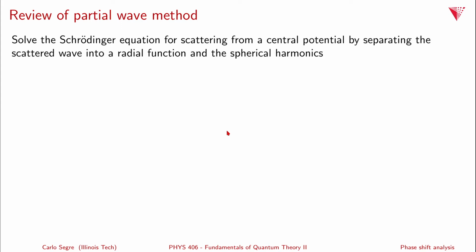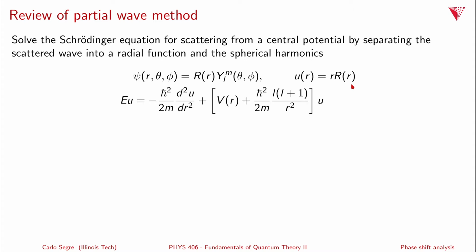So if you recall, with partial wave analysis, we solve the Schrödinger equation for scattering from a central potential by separating the scattered wave into a radial function and spherical harmonics. So we have the full wave function psi of r, theta, and phi equal to R of r times the spherical harmonics Y_lm of theta and phi. And then we define a function u of r, which is r times capital R of r. And so the Schrödinger equation for the radial component becomes, in terms of u, the following.